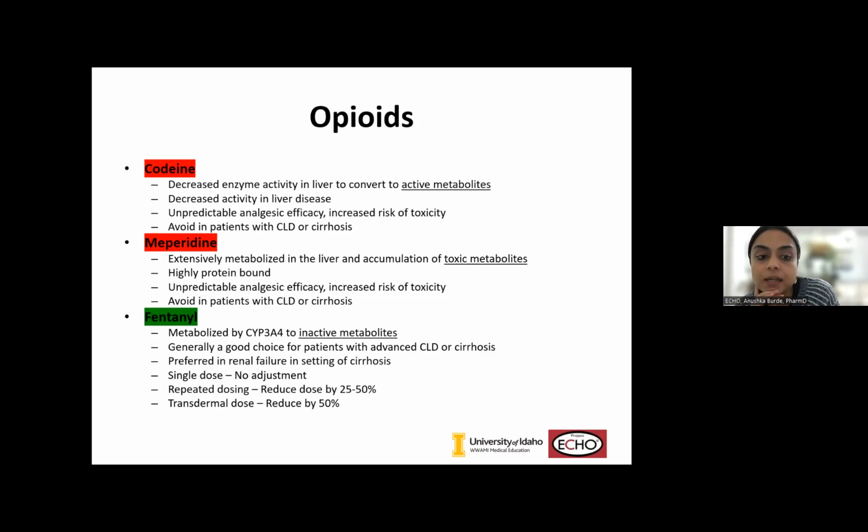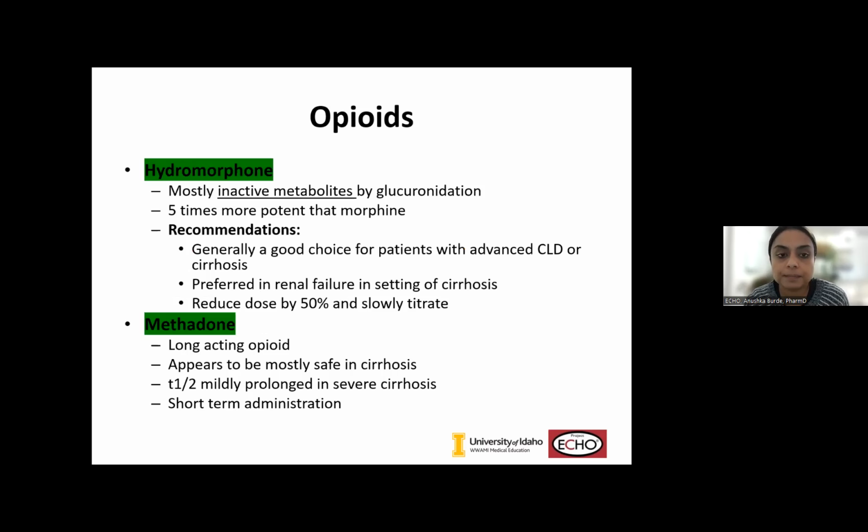Now, fentanyl, on the other hand, interestingly, is generally a good choice for patients who may have advanced disease. It is metabolized by the CYP3A4 system to inactive metabolites. It is preferred in renal failure in the setting of cirrhosis. If you are recommending just a single dose, no adjustment is really needed. However, if the patient is going to be on fentanyl multiple times, then you want to think about reducing the dose of fentanyl by about 25 to 50%. If you are considering using a transdermal dose, you want to reduce the dose by about 50%.